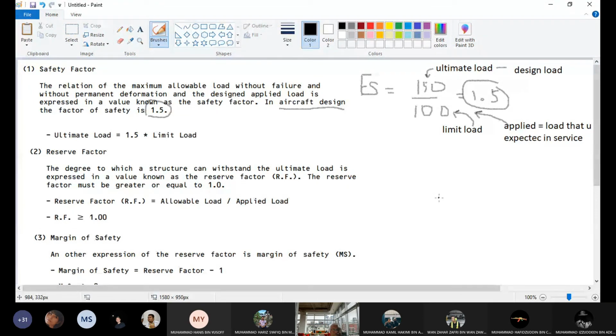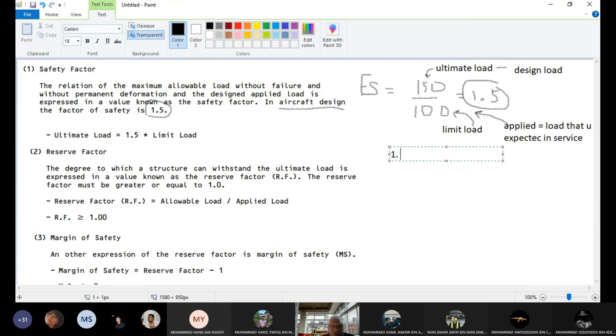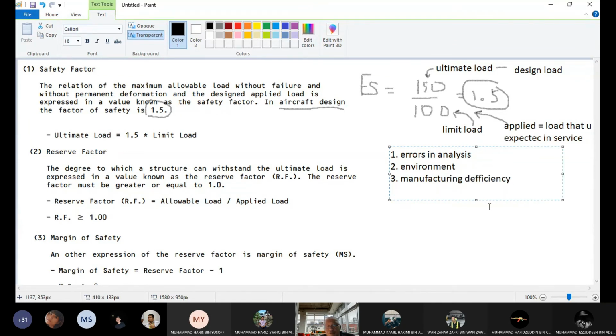Anyone having problem understanding this? Okay, sir. So that is what 1.5 is. Why do we need this factor? Because you may have errors in analysis, you may encounter an environment which is not expected, and you may have manufacturing inefficiency. Those need to be covered. We have to think of that.